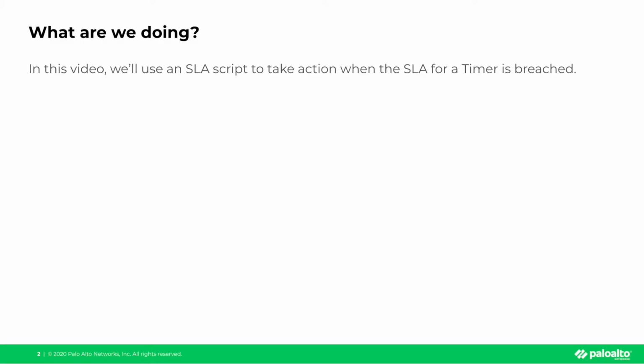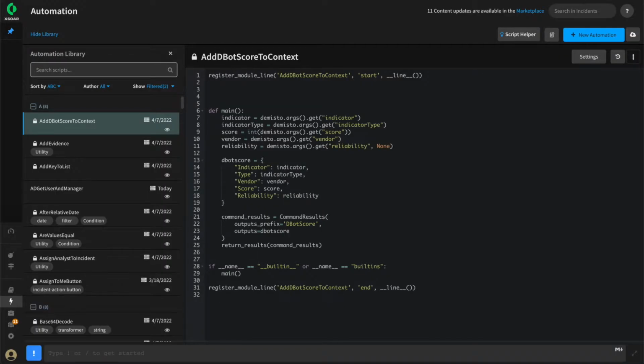In this video, we'll use an SLA script to take action when the SLA for a timer field is breached. And with that, let's get to it. SLA scripts execute when the SLA for a given timer field breaches its SLA. We can find example scripts in our automations library by searching for the scripts which are tagged with SLA.